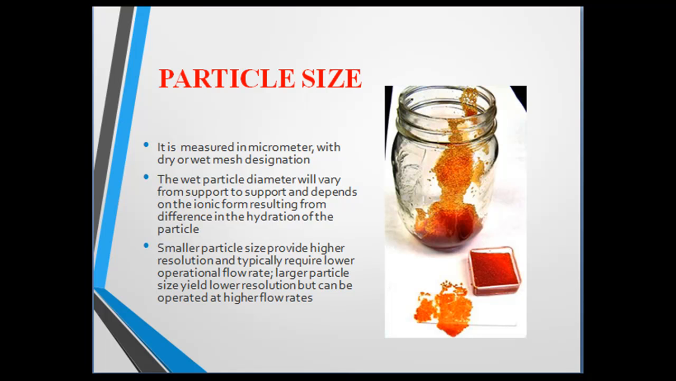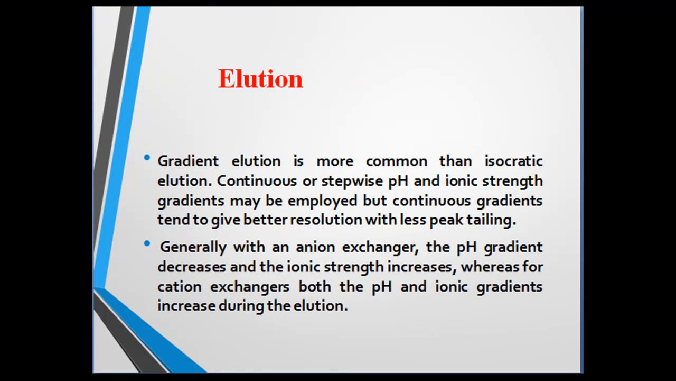Elution. Gradient elution is more common than isoelectric elution during ion exchange chromatography. Continuous or stepwise pH and ionic strength gradients may be employed, but a continuous gradient tends to give better resolution with less peak trailing. Generally, with an anion exchanger, the pH gradient decreases and ionic strength increases, whereas with a cation exchanger, both the pH and ionic strength increase during the elution. So this is about how the ion exchange chromatography technique operates.